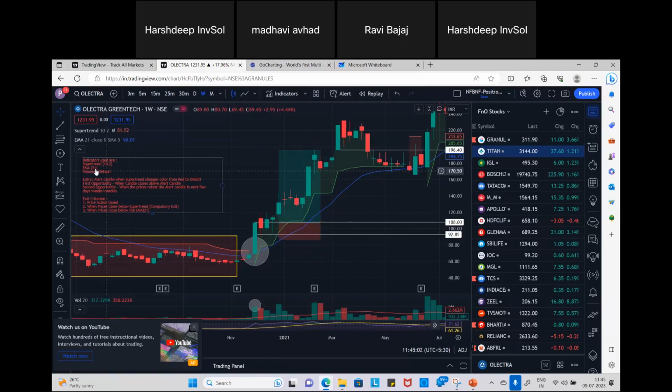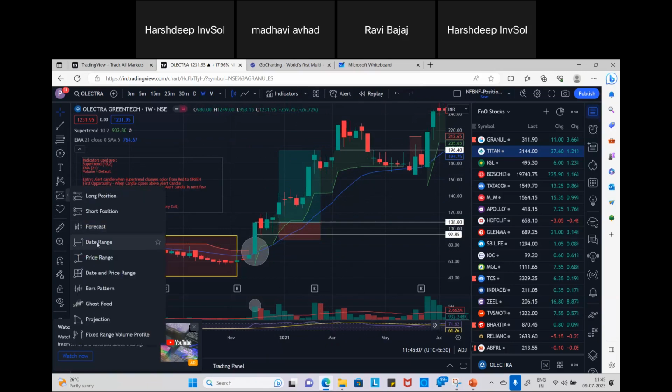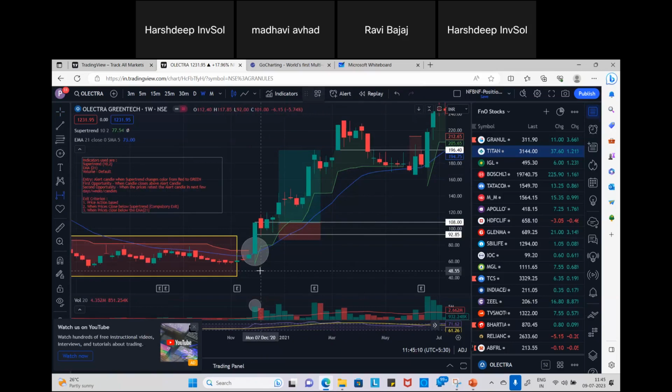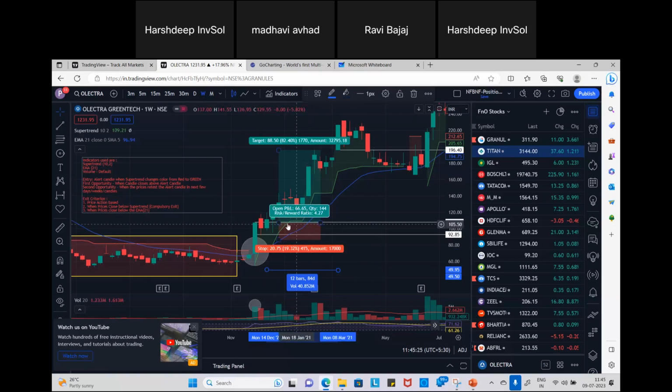Okay, and look at the duration. We will also check the duration. So date range tool. So we have taken an entry here. The target met was here. So 12 bars is nothing but 3 months. In 3 months, the prices moved from 107 or 108 till 196. Okay, so roughly around 80% profits in 3 months has been delivered by this company.